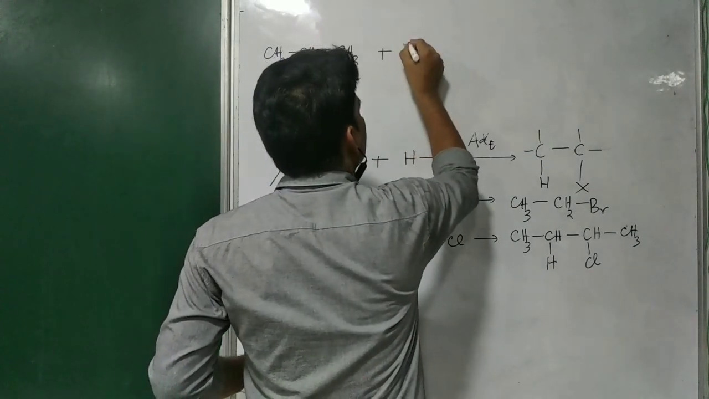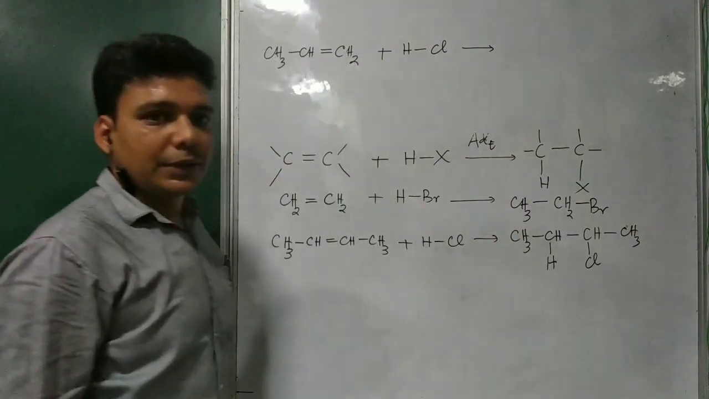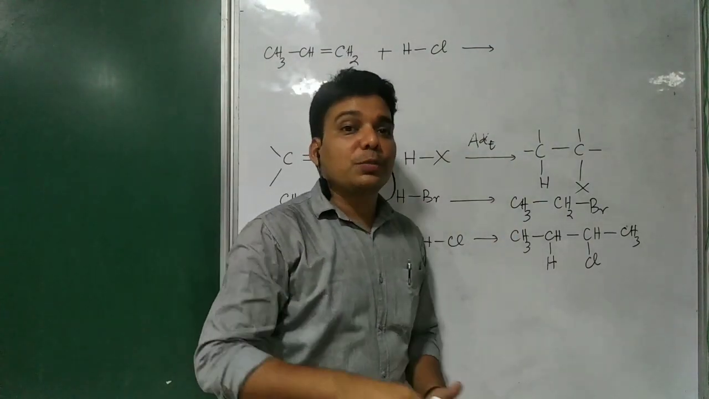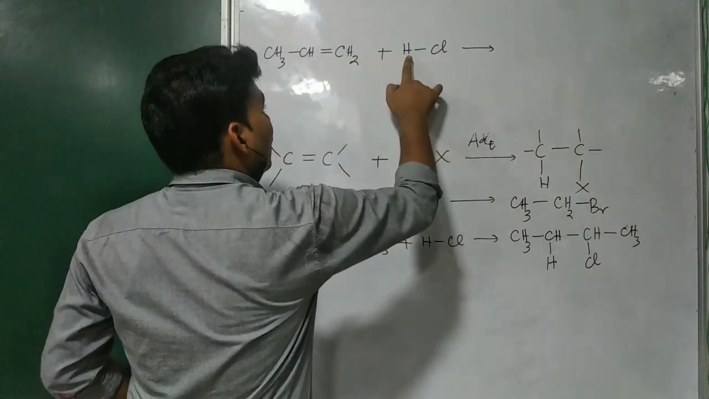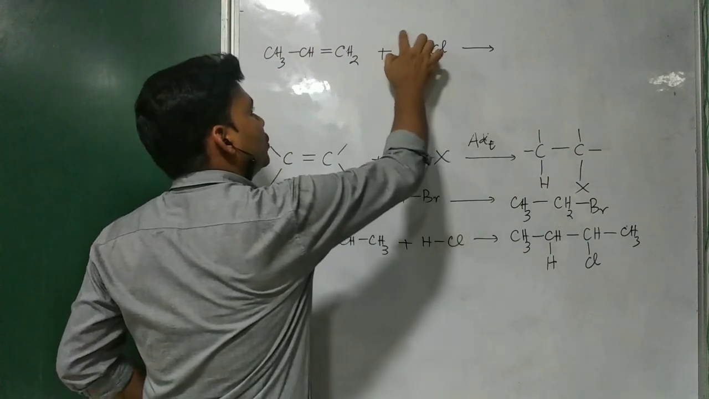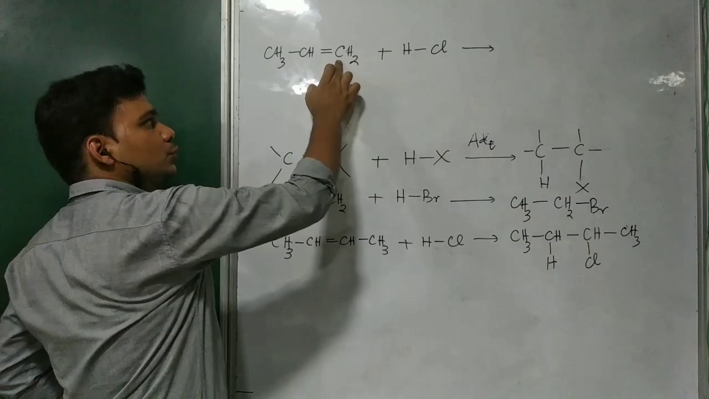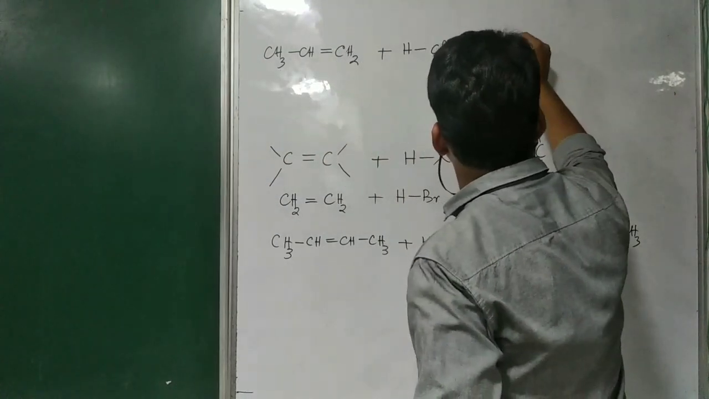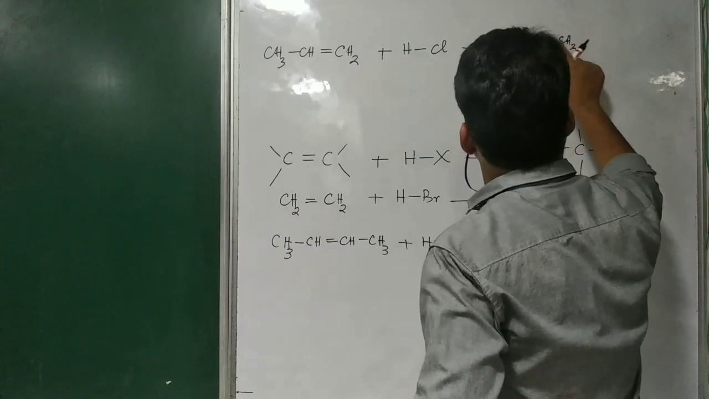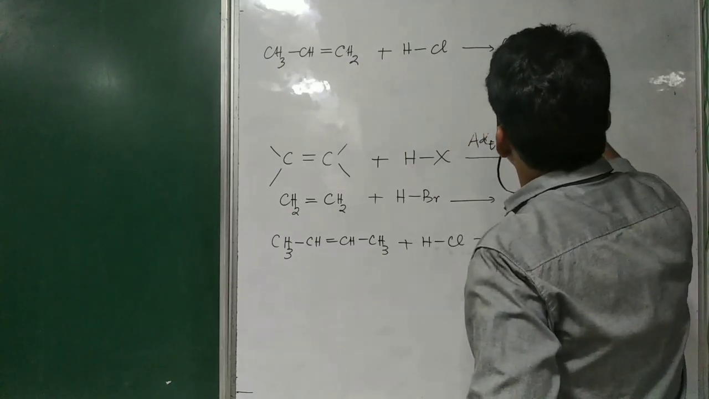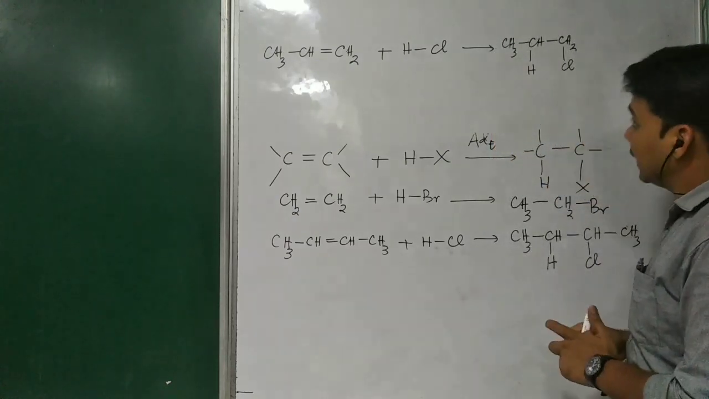And when this unsymmetrical alkene is treated with one HX molecule, there is a chance of formation of 2 alkyl halide molecules as products. One product will be obtained when this hydrogen is added to this carbon, then the chlorine moves to this carbon, as a result of which we will get one product, CH3CH2CH2Cl. The double bond was here. If hydrogen is added to this carbon and chlorine is added to this carbon, then we will get this product.